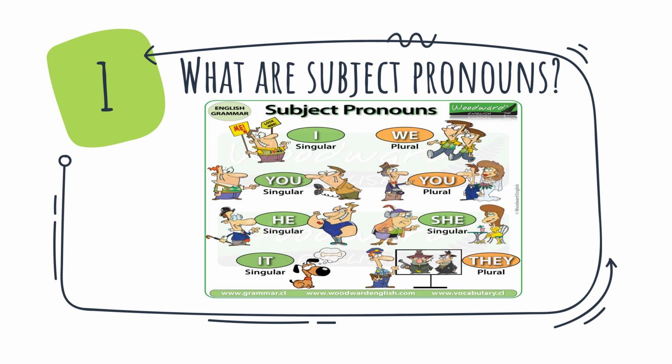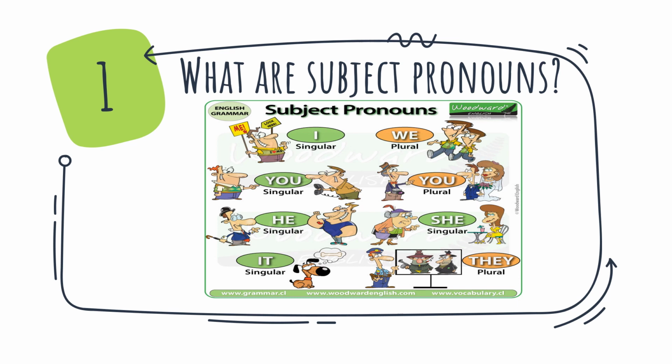Now class, what are subject pronouns? Look at the circles here. There are two types of circles. One is green and the other is brown. For the green color, you can see there are 5 circles, all of them in singular form. So the subject pronouns for singular are I, you, he, she, and it.